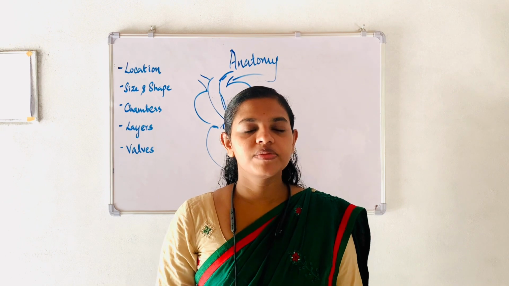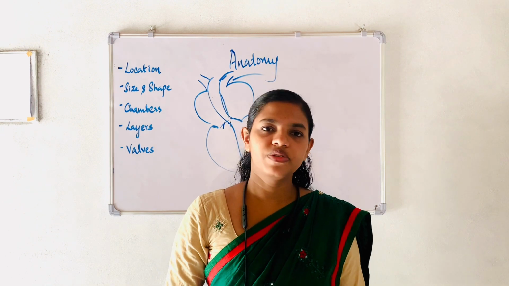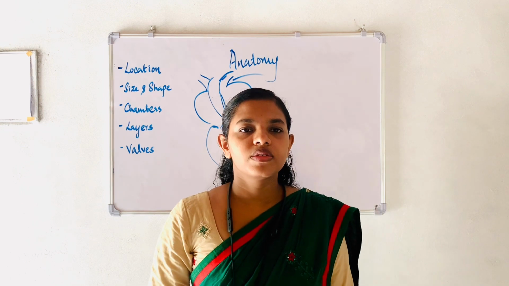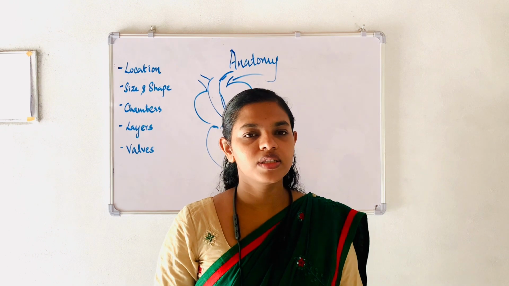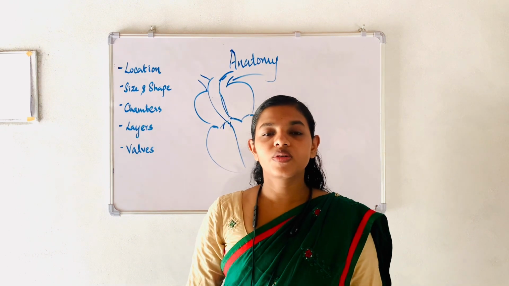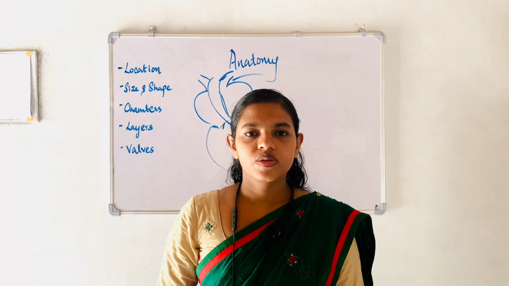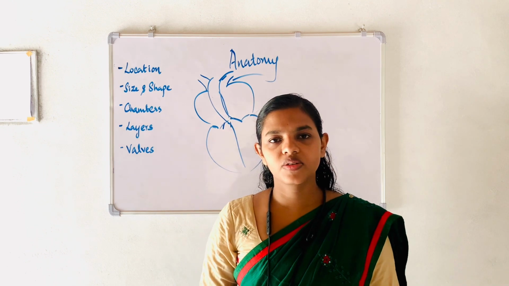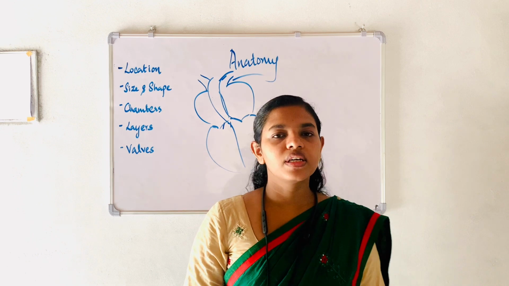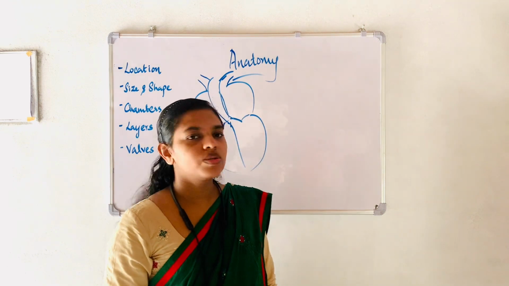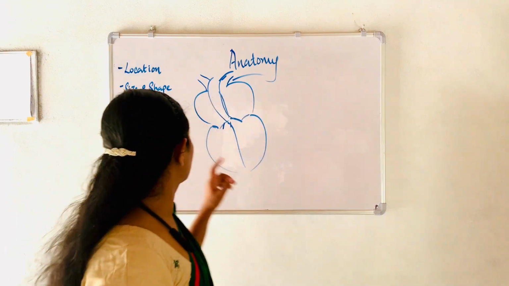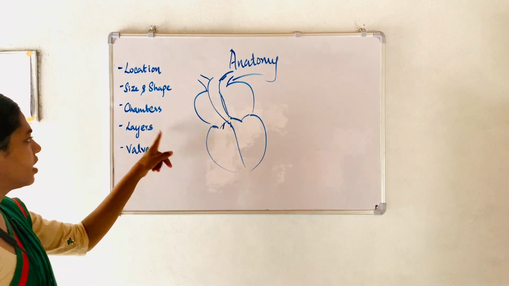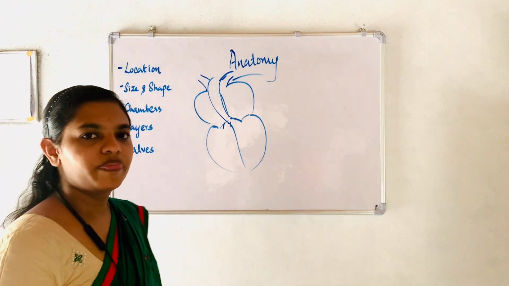In the last class we learned about the basic ECG waveforms, P, QRS complex, T and U. As per the request I have received, today we will be discussing the coronary anatomy. We'll deal with the arrhythmias later in the next classes. So first let's learn about the coronary anatomy. In today's class we'll be learning about the location of the heart, size and shape, chambers, layers and the valves of the heart.